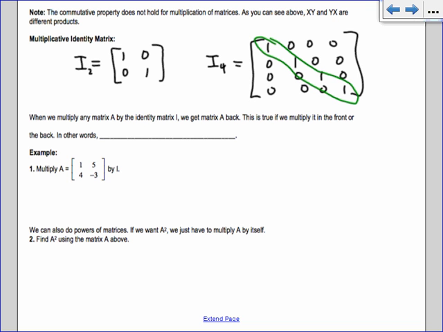Okay, and the identity matrix is like multiplying by 1. So basically, if you take any matrix A and you multiply by I, you get A out. And if you do I times A in that direction, then it actually is commutative.